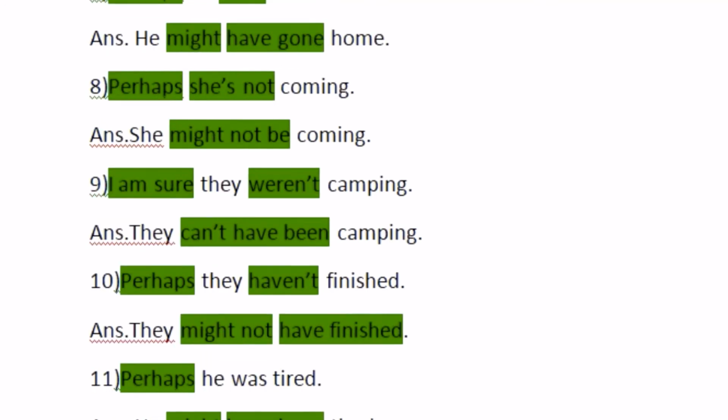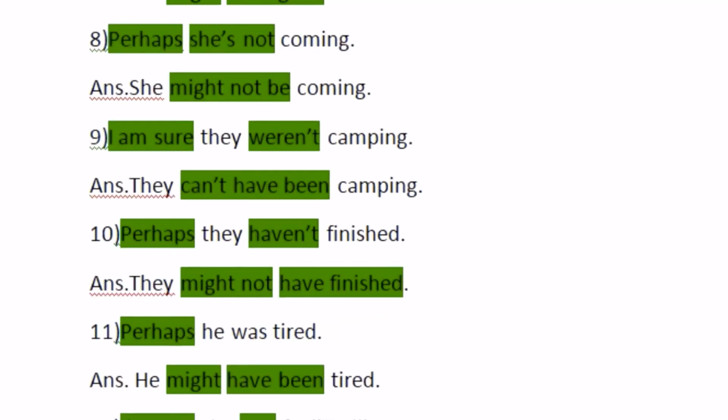Question 12 there. I'm sure she was feeling ill. This is the question there. What would we do here? I'm sure positive. She must have been feeling ill. She, subject. I'm sure positive. Must, was, were, have been. Got the point? I think you are getting me properly.